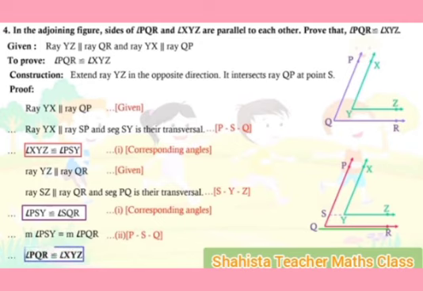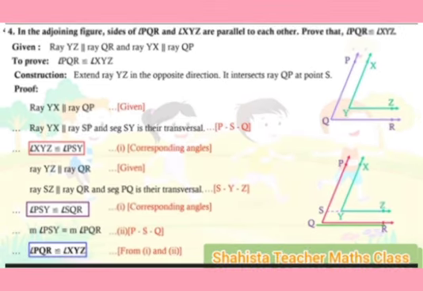We will put here the second part, P hyphen S hyphen Q. So angle PQR is congruent to angle XYZ. They both are congruent angles. Is that clear, my dear students? So we have proved that from 1 and 2, the measure of angle PQR is congruent to the measure of angle XYZ. In this way we have solved question number 4.